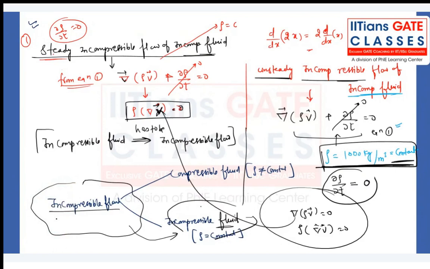Second thing, because dou rho by dou t is automatically zero, density being constant. Second statement, steady flow will never guarantee you that the flow is incompressible. Variable density flow can also be possible. Is that clear? It means steady flow never ensures that density remains constant. No, right?